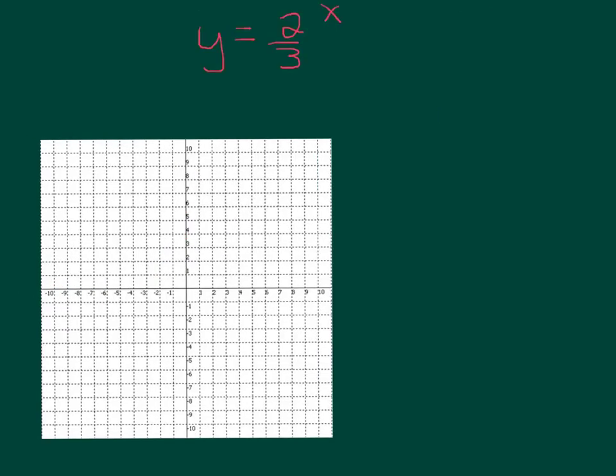Alright, last example. Let's graph this equation. Y equals 2/3 to the power of x. What is missing from this equation? It has the value of b, which is the base of your power, but there's no a. And in that case, what it really means is 1 times 2/3 to the power of x. And because b is between 0 and 1, this is going to be exponential decay.